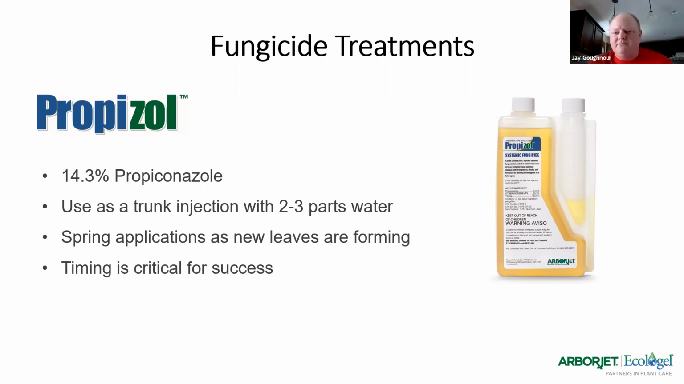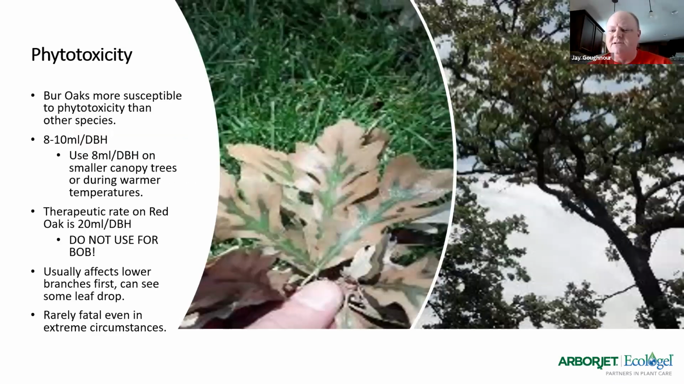The only problem with propazole on bur oak trees is that bur oaks are susceptible to some phytotoxicity. Generally speaking, we're going to use 10 mils per diameter inch. But if we see some trees that have some smaller canopies, I'm okay with backing that rate down to like 8 mils. And I would also avoid high temperatures. If it's really hot out or it's above 85 degrees, I probably wouldn't treat that day.